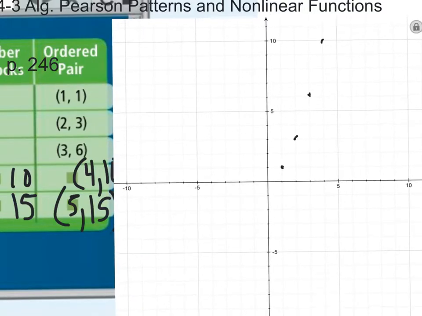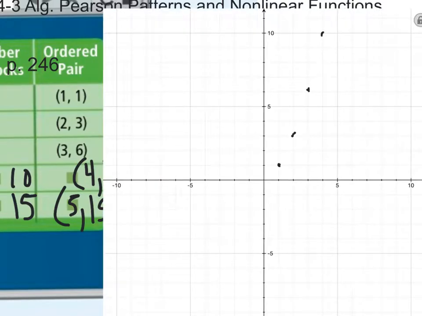But you can see here maybe that those don't actually make a line. If we try to look at that, those are not lining up with each other at all. Okay, I could get a line to go through a couple of these maybe, but it's not going to go through all those points. So this is actually a nonlinear function.